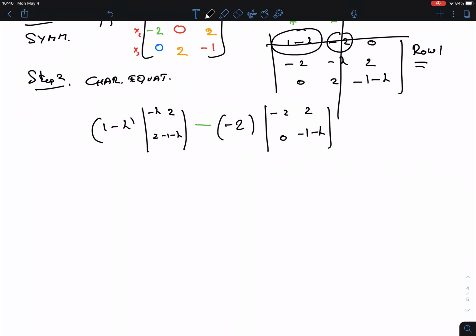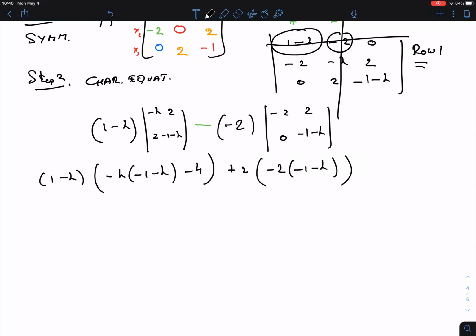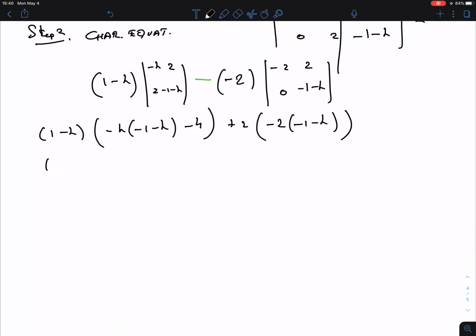Sorry, I should put this with parentheses, right, because I'm multiplying. If you do this wrong, of course, then you're in trouble. Okay, let's work this out. 1 minus lambda, this is minus lambda times minus 1 minus lambda minus 4, and it is plus 2 times minus 2 minus 1 minus lambda minus 0. Okay, we have to expand all this. Let's take our time and first expand the inside part.